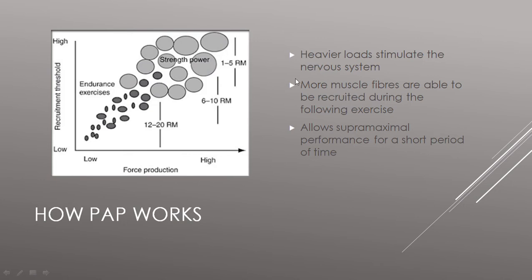But I guess the post-activation potentiation ensures that we get the maximum amount of motor unit recruitment out of these high threshold motor units. And this then allows us to perform almost super maximally, in a sense, for a short period of time following the conditioning exercise. So we can actually perform better in an explosive exercise if we use one of these conditioning exercises before that explosive exercise, and we can actually perform that better than if we didn't have a conditioning exercise at all.